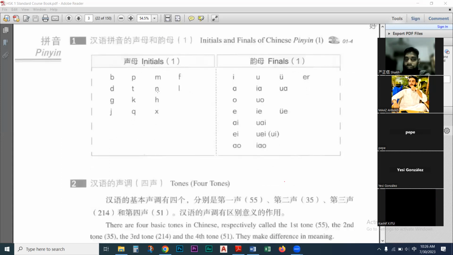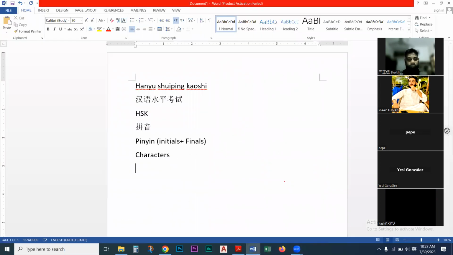So I will teach you how to read these initials. After I read, I will also request you to read it with me, so that you could acquire this language and learn how to produce these sounds. I'm going to read this one by one. Bo, po, mo, fo. So the sound is like this: bo, po, mo, fo.